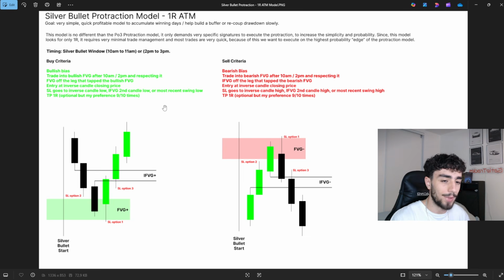9 out of 10 times when I'm executing this, I'm just taking it at 1 risk to reward. Why am I doing this? 1, most of the time I'm at the gym or at the swimming pool or at the hot tub, or I'm doing something that requires attention and I'm on my phone. I can trade this model on my phone. It's the only model I trade on my phone.